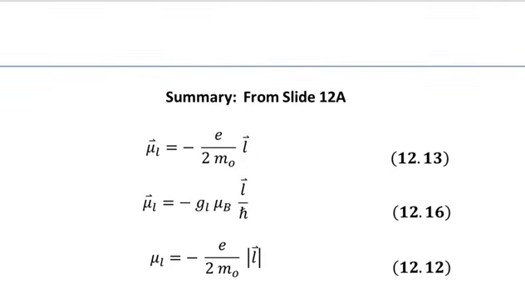For example, look over here. In equation number 13 and equation number 16, which are the vectorial relationship between the orbital magnetic moment mu L and the orbital angular momentum L, you see that there is a negative sign over here. It means that mu L is directed opposite to the angular momentum vector L.